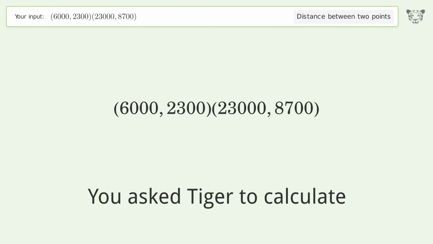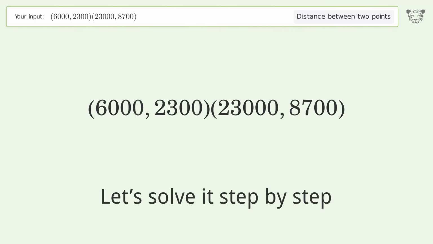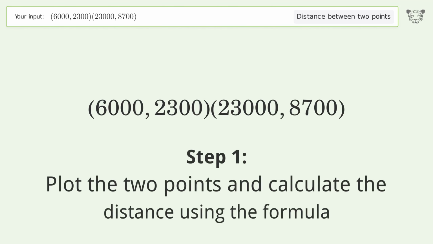You ask Tiger to calculate. This deals with the distance between 2 points. The distance between the 2 points is the square root of 329,960,000, or 18,164.801. Let's solve it step by step.